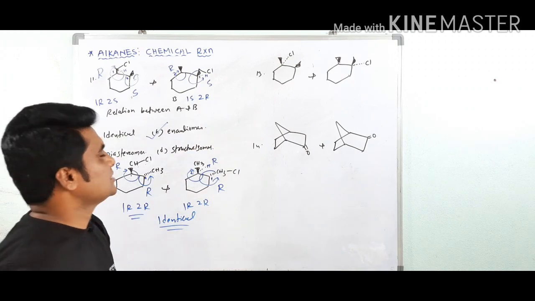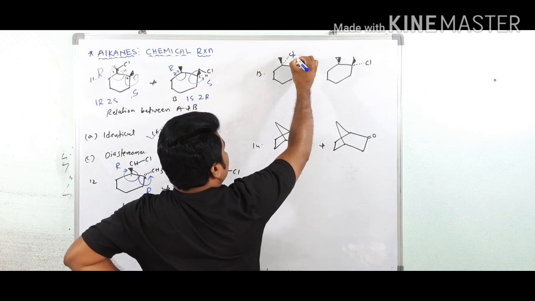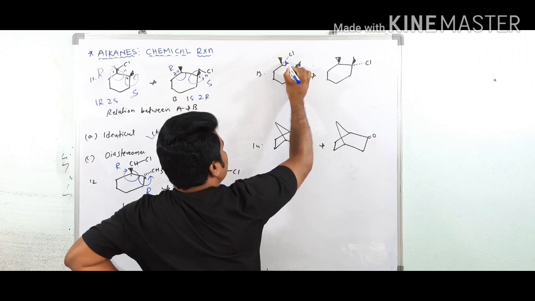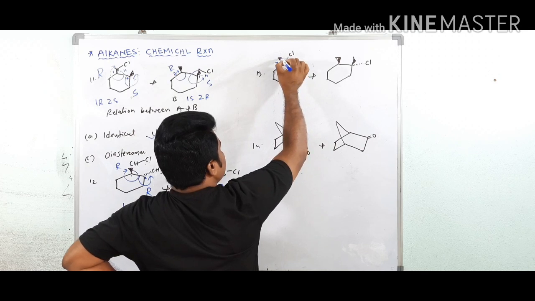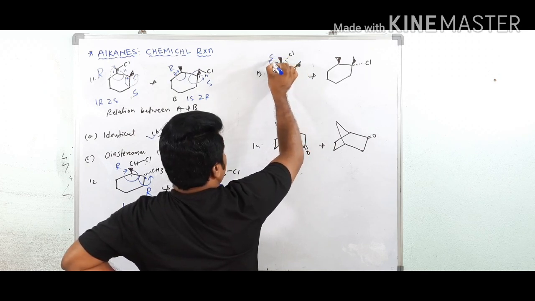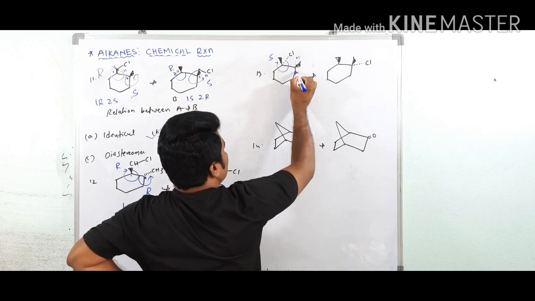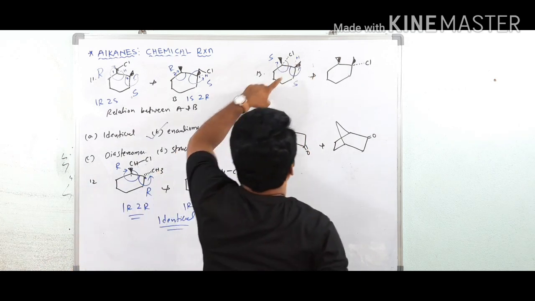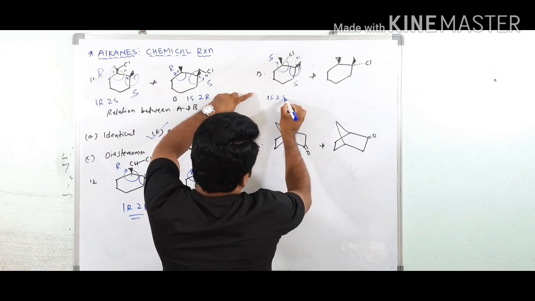Okay. Now in this case, this is 1, this is 2. The higher priority goes to Cl, then this carbon atom, then this one, because this is the tertiary. So 1, 2, 3. This is R, and the lowest priority CH3 is above the plane. So this is S. Now here the lowest priority is H. So 1, 2, 3. This is S you are getting, because the lowest priority is H. And here you are getting 1S, 2S.